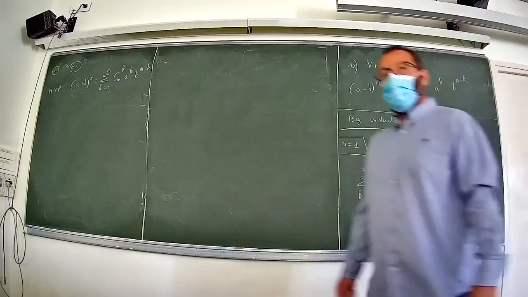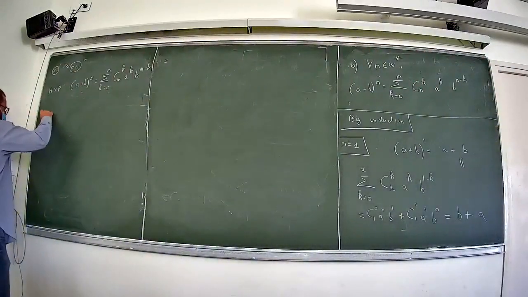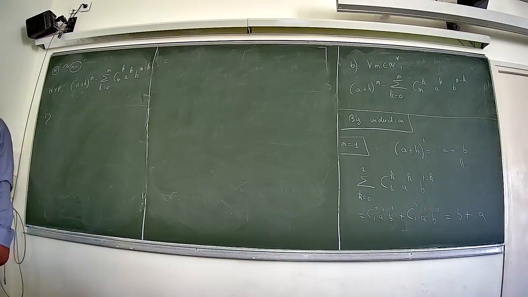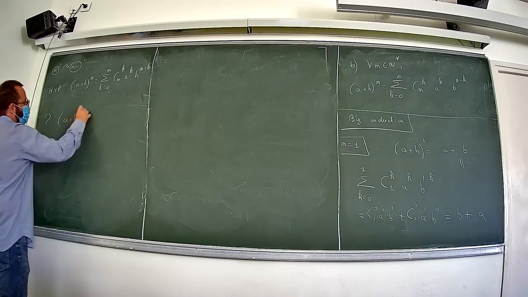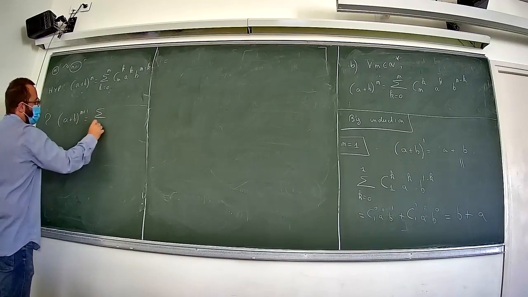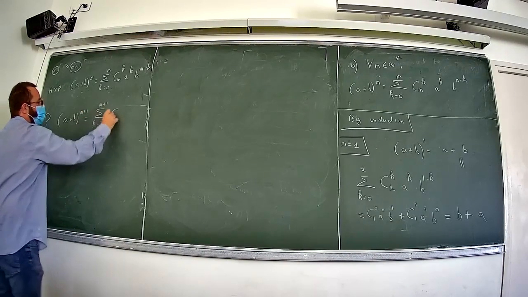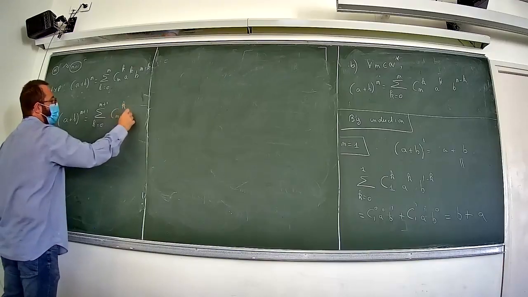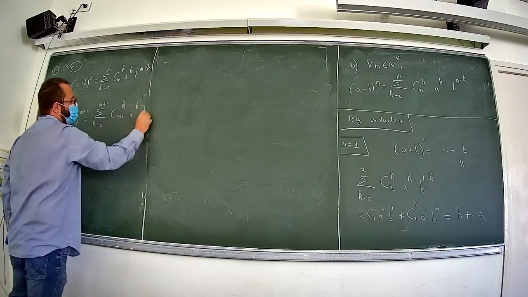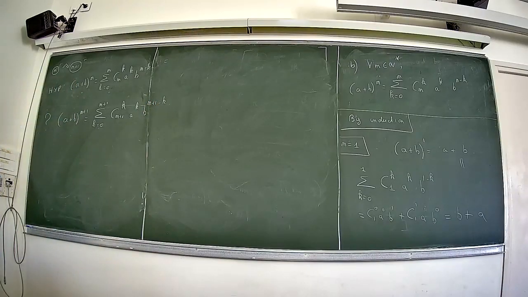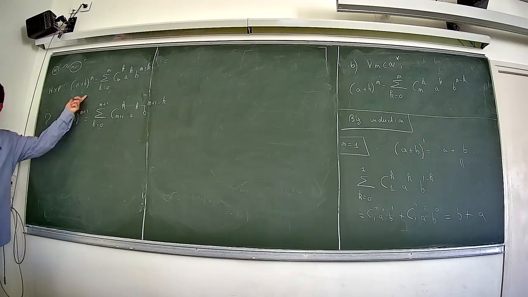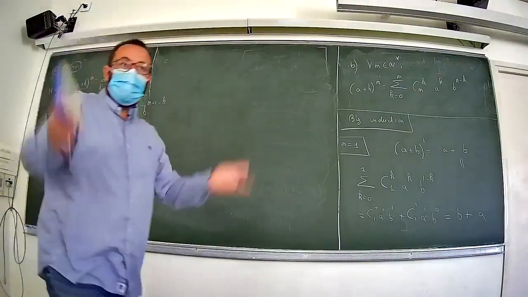Hypothesis, okay? What will my job be? My job will be to prove that I have exactly the same when I replace n by n plus 1. So what I want to prove is that (a plus b) to the power n plus 1 is equal to the sum from k equal to 0 to n plus 1 of C(n plus 1, k) a^k b^(n plus 1 minus k). It will be your job to do this, using your hypothesis. So here you have written the reasoning you have to do.